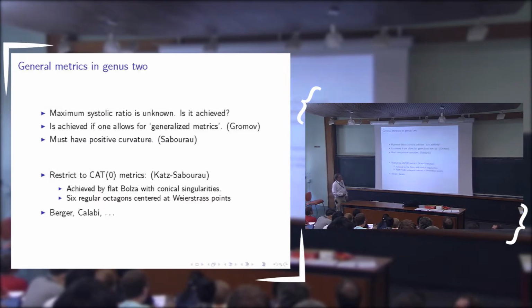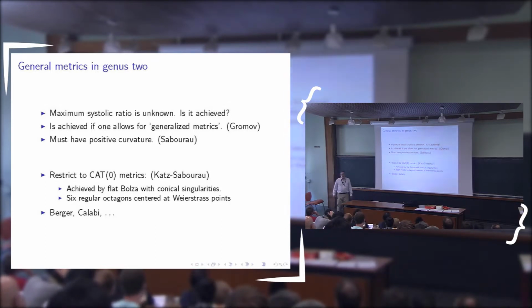Okay, so what is known in that setting for genus 2, general metrics in genus 2? The maximum systolic ratio, well, it's unknown. It's genus 2, no one knows if I just give you an arbitrary metric. And even is it achieved? For hyperbolic metrics, we know, because it's a proper function, 1 over the sys has a minimum.